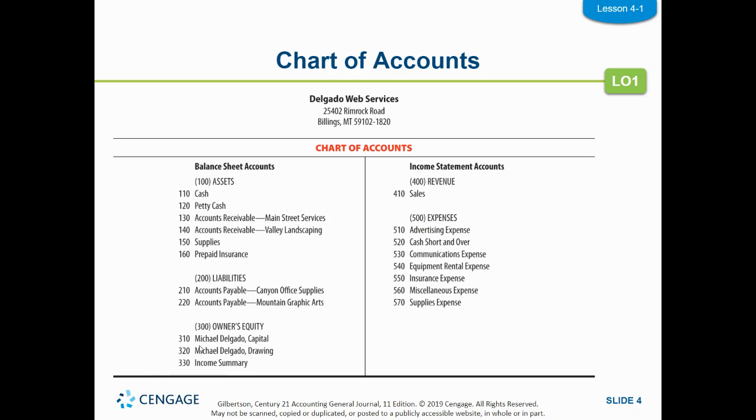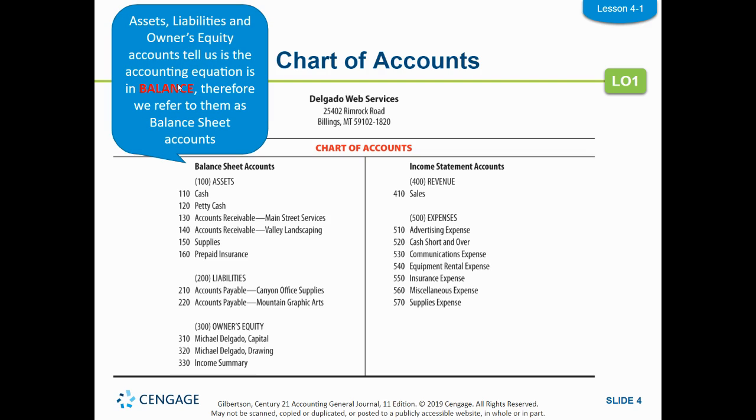So here's an example of a chart of accounts. The chart of accounts has a specific format that we want them written in. You'll notice that we have them divided by a T with balance sheet accounts and income statement accounts. Now we'll get into what that really means later, in like chapter 6. Balance sheet accounts are going to be accounts that keep our accounting equation in balance. Income statement accounts are going to be accounts that tell us whether we made a profit or not. So the first set of balance sheet accounts are assets.